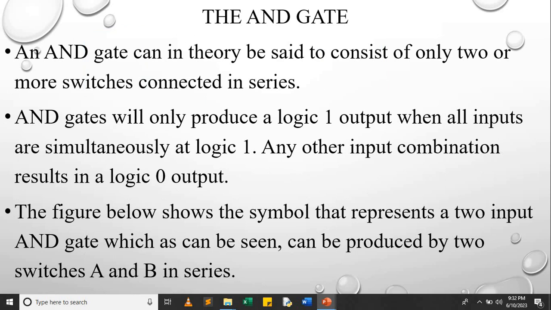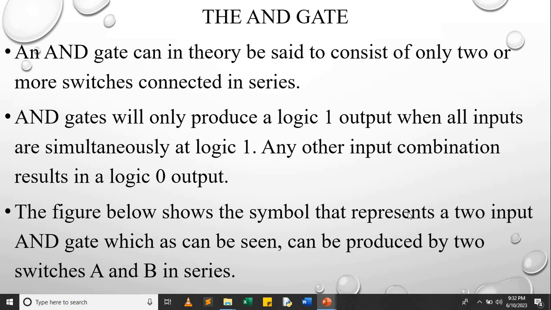The AND gate. An AND gate can in theory be said to consist of only 2 or more switches connected in series. When you have a series circuit and you switch off one switch, you have disconnected. The circuit is incomplete and you can never have light. So AND gates will only produce a logic 1 output when all inputs are simultaneously at logic 1. Any other input combination results in a logic 0 output.